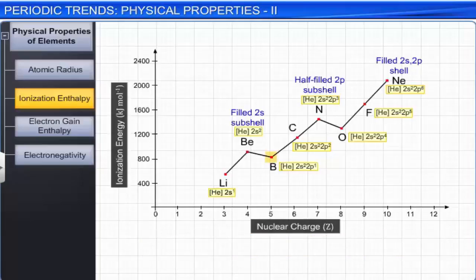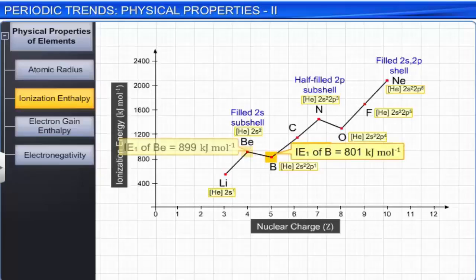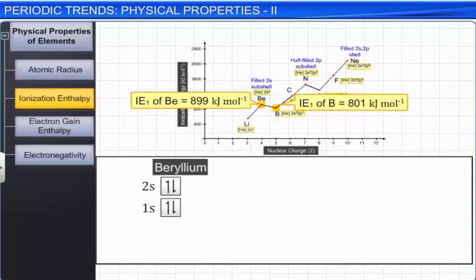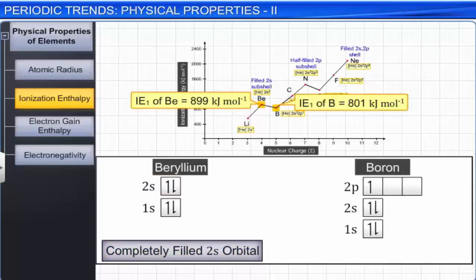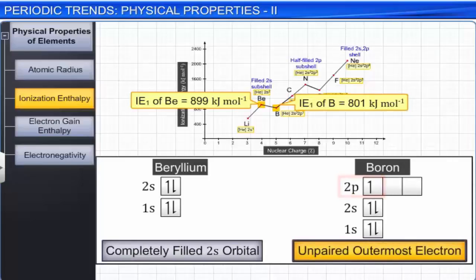This happens because in the case of beryllium, the 2s orbital is completely filled, and moreover, the electrons are present in the more penetrating s orbital. On the other hand, in boron, the outermost electron is unpaired and is also present in the less penetrating p orbital. Hence, more energy is required to remove a 2s electron from beryllium than to remove a 2p electron from boron.